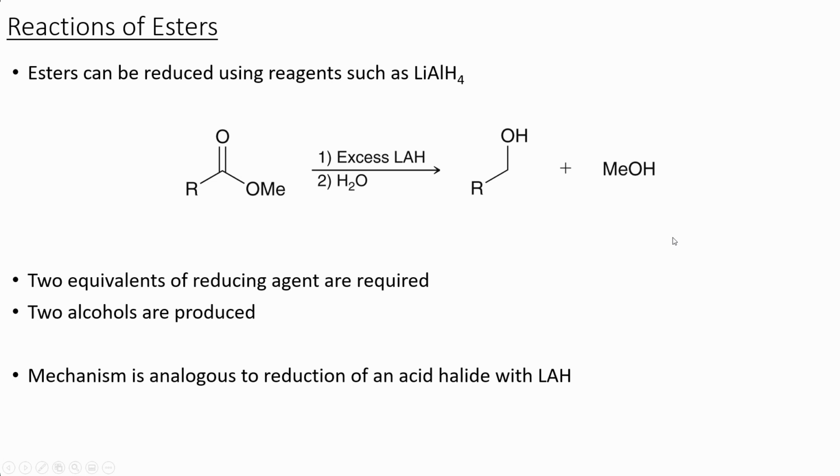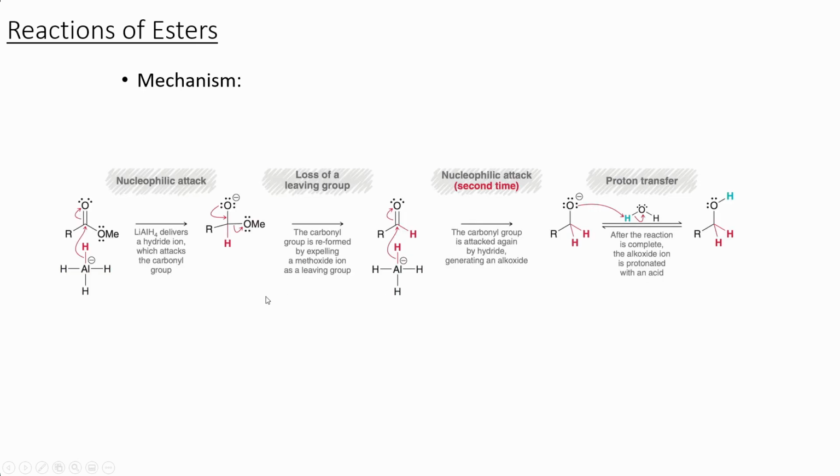We can also undergo reduction of esters using LAH. We'll need at least 2 equivalents of the reducing agent for this, and form 2 equivalents of the alcohol product because we are reducing 2 carbon-oxygen bonds. This mechanism will be exactly the same as the mechanism that we looked at for the acid halide. First we have the hydride attack, followed by collapse of the carbonyl and ejection of the leaving group, and then a second nucleophilic attack followed by a proton transfer.